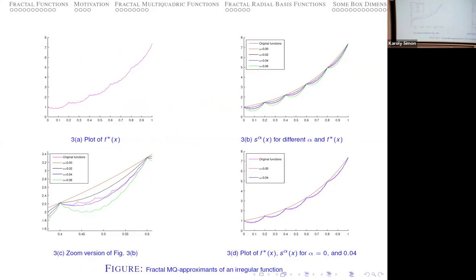So here we have used the different type, because we have plenty of parameters. Alpha is there, B is there, C is there. So different types of parameters are there, so one can get different types of fractal function. Here we have taken the zoom version of the previous picture.